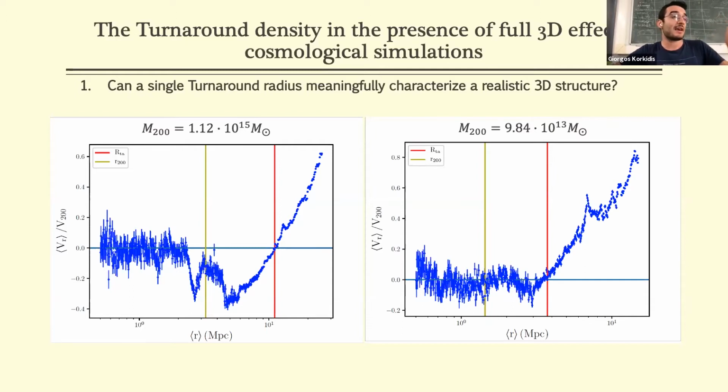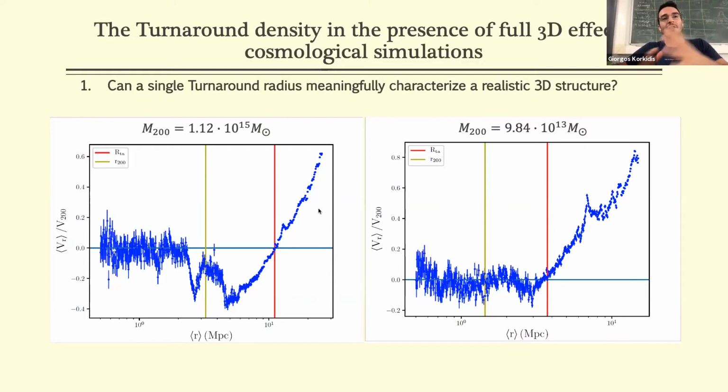On the y-axis, we plot the average radial velocity. We have binned space around the center of each halo in spherical cells. So we see the average radial velocity in each cell, and on the x-axis, it is the radius of the cell with respect to the center of the structure. With the yellow line, we see the R at overdensity 200, and with the red line, the turnaround radius.